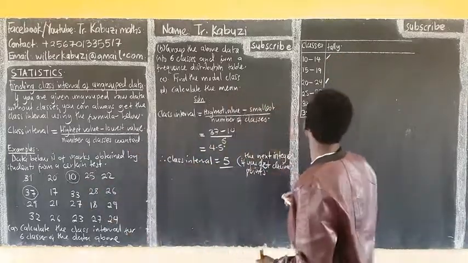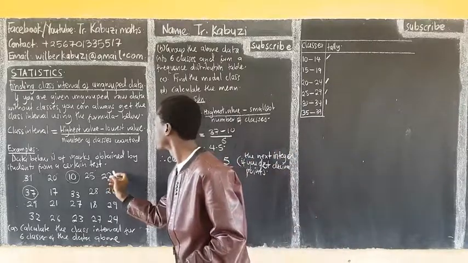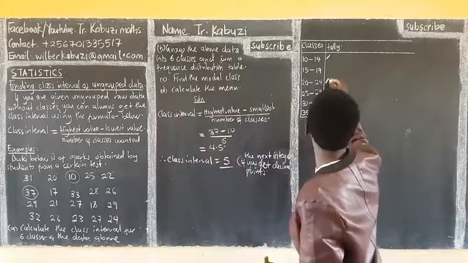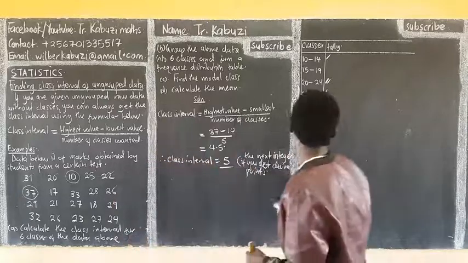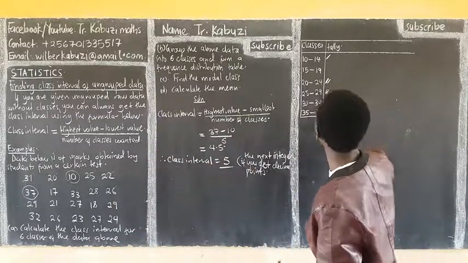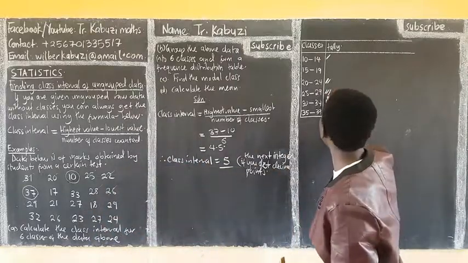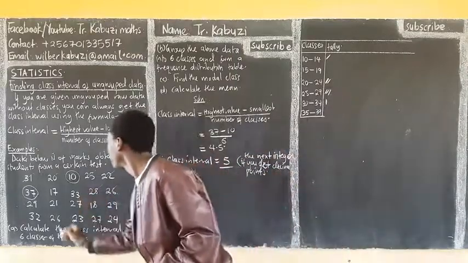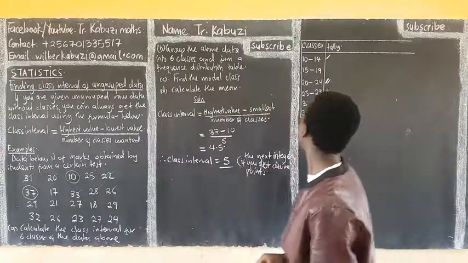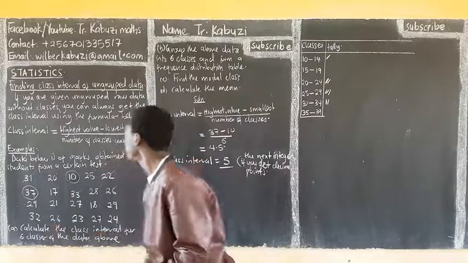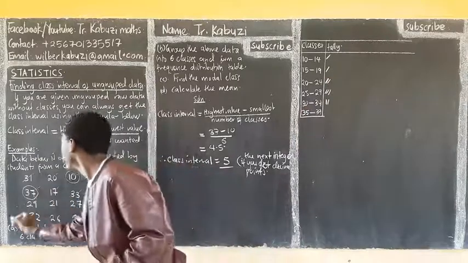Then I come to my 25. My 25 is here. Then I come to my 22. 22 is where? It's here. Then I come to my 26. 26 is where? Is here. Then I come to my 28. 28 is here. I come to my 33. 33 is in this range. Then I come to my 17. 17 is here.